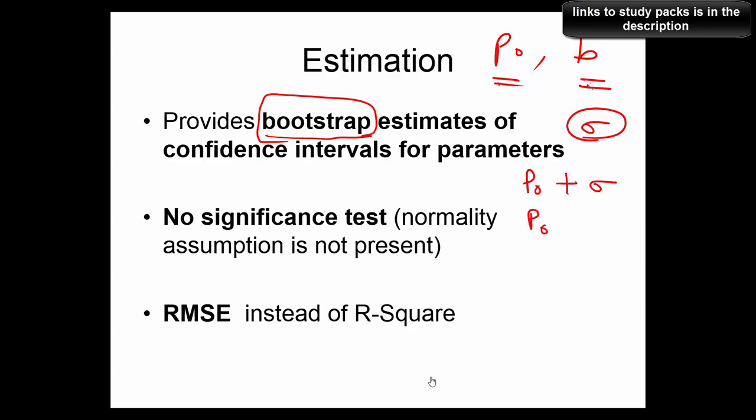The other case will be p naught minus standard deviation. So the p naught will lie between these two extreme points. Okay, it's as simple as that.